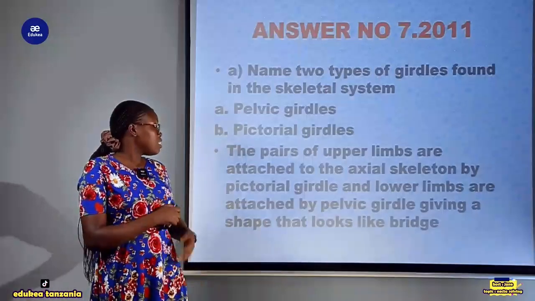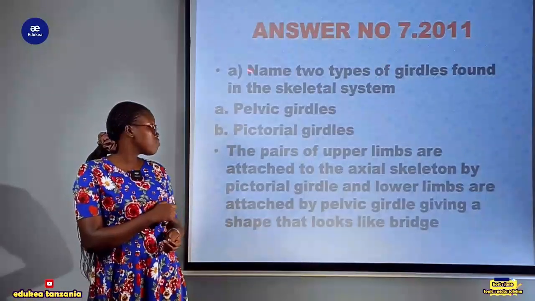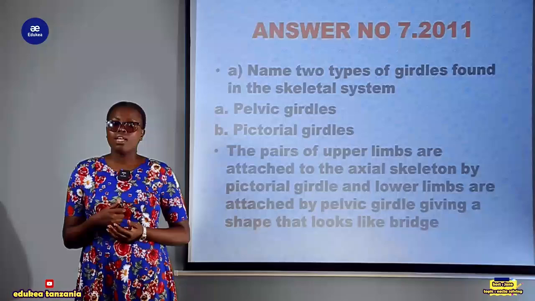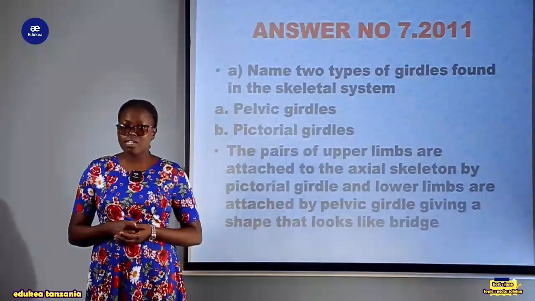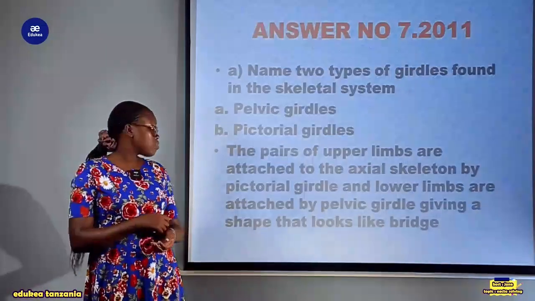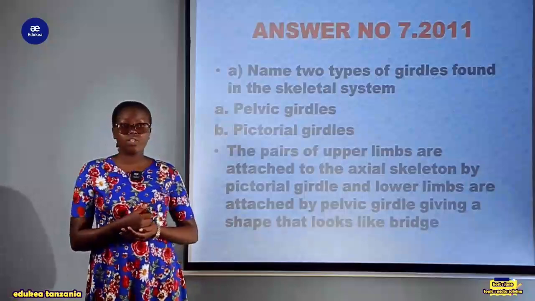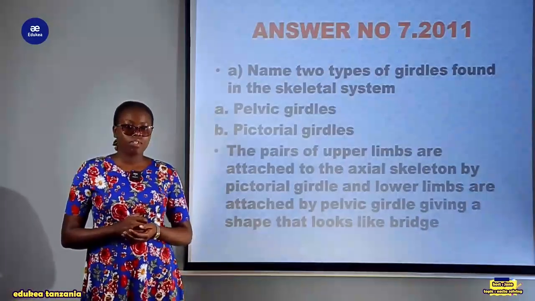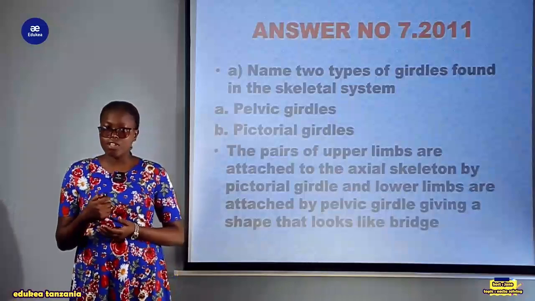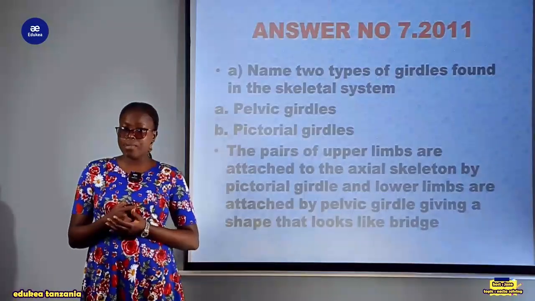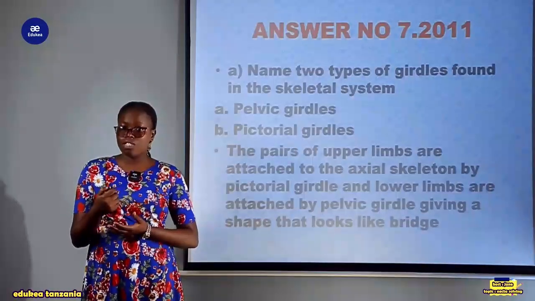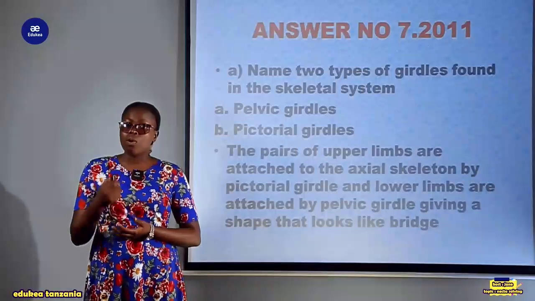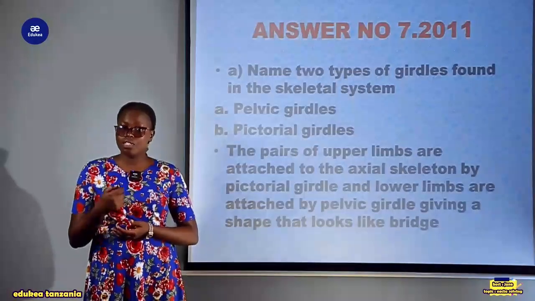So the question is to name two types of girdles found in the skeletal system. Only two, just follow the instruction. The first one is the pelvic girdle and the other is the pectoral girdle. These two girdles are found within the appendicular skeleton. If you follow the section, you will understand. For those who have already studied this, you are familiar with what the pelvic girdle is and what the appendicular skeleton is.